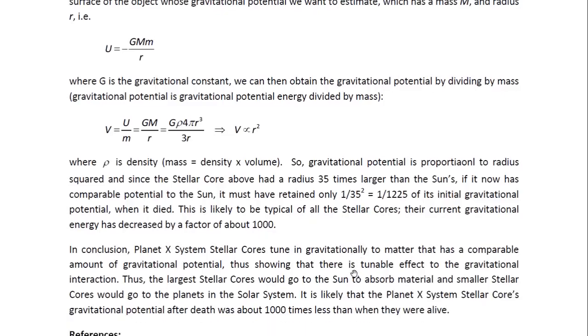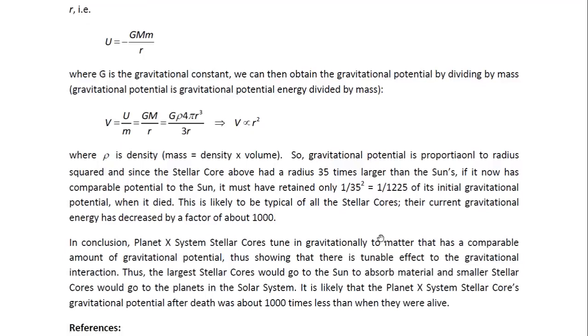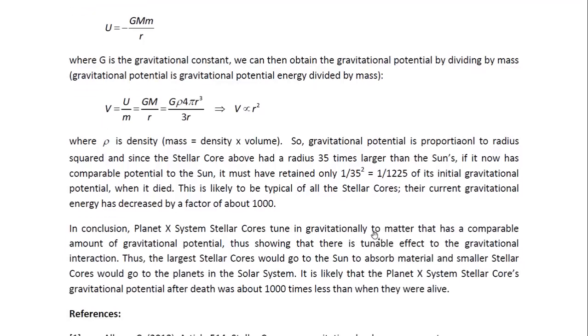35 times larger than the Sun's, if it now has comparable potential to the Sun, it must have retained only 1/35 squared, or 1/1225 of its initial gravitational potential when it died. And this is likely to be typical of all the stellar cores. Their gravitational energy has decreased by a factor of about 1,000.